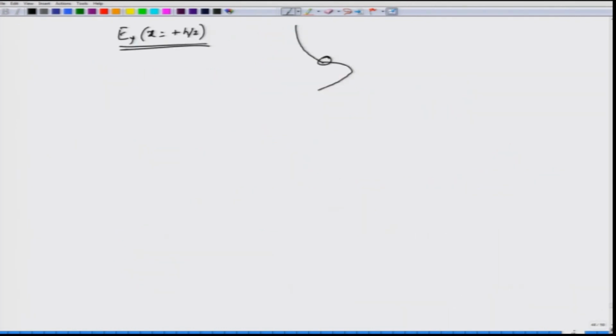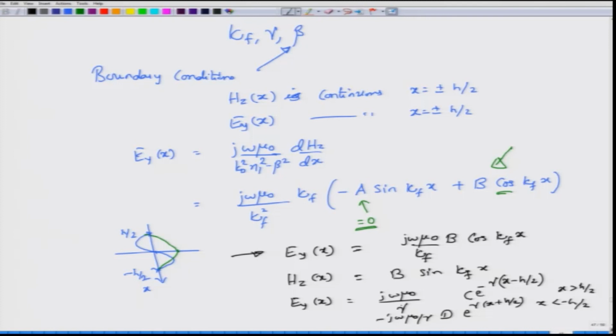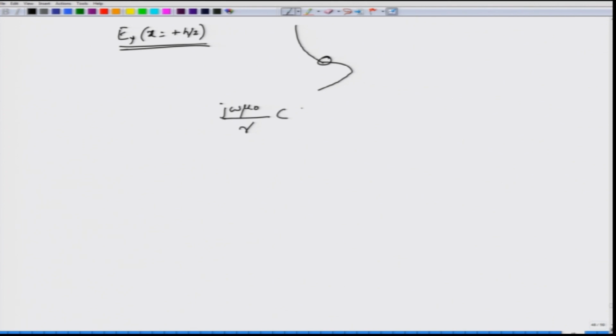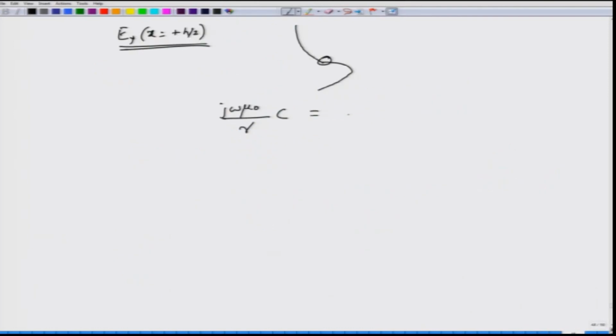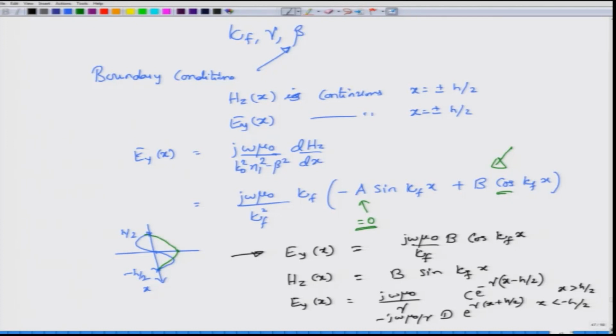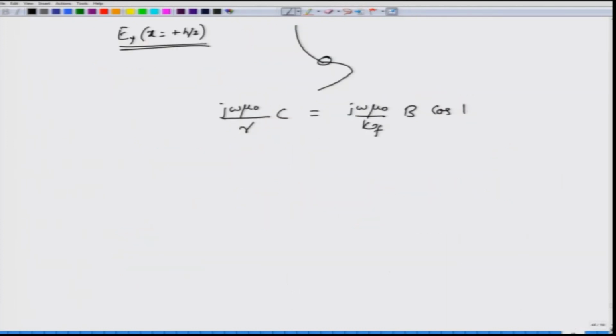So, the equation that I actually get from the evanescent side will be j omega mu naught divided by gamma times c, and that must be equal to j omega mu naught by kappa f times b cosine kappa f h by 2. So, this is the equation that I am going to get from applying the boundary condition at x equal to plus h by 2 on the Ey component.